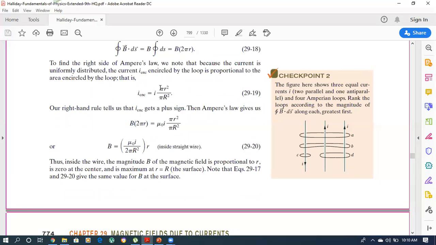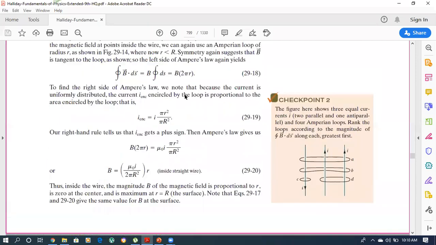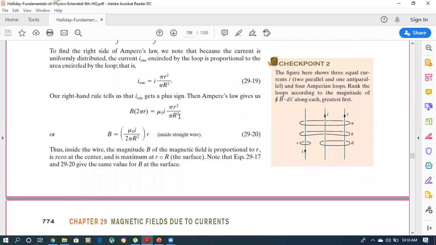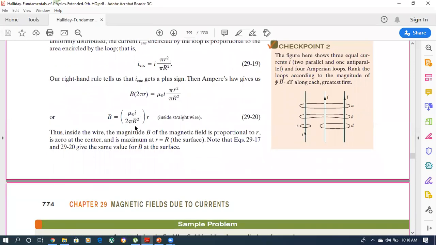So we put pi r squared, with small r the area enclosed by the Amperian loop, and pi R squared, with capital R the area of the cross section of the wire. We will put them into this equation and get a general equation, which tells us that the more you increase the radius of the Amperian loop inside the wire, the more the magnetic field will be, due to the current carried by the wire.